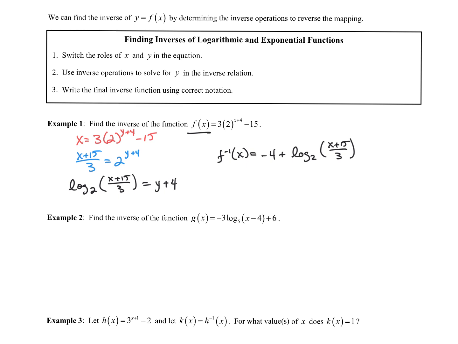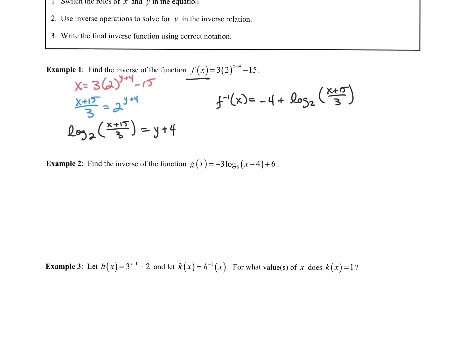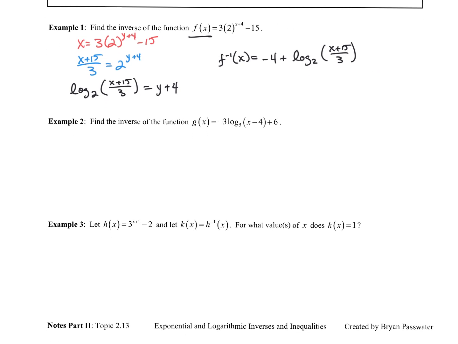Let's do example 2 now. All right. So in example 2, we're finding the inverse of g. All right. And so again, what's my first step? Switch x and y. And so now I end up having x is equal to negative 3 log base 5 of x minus 4 plus 6. All right. And so now we need, oh, whoopsies. It's not x minus 4, is it? It's what? y minus 4.